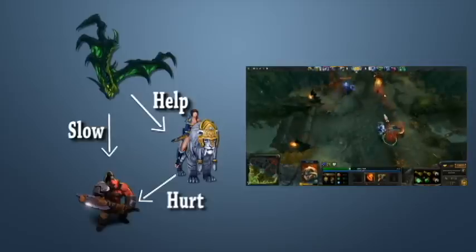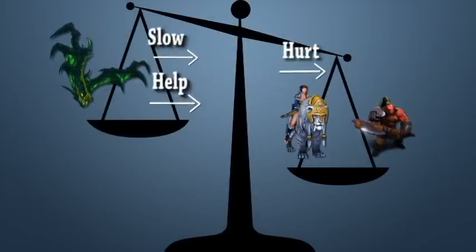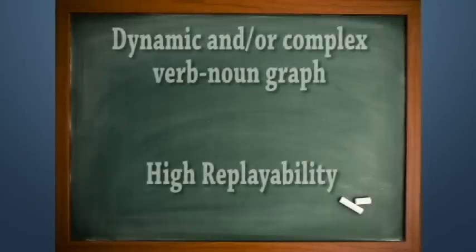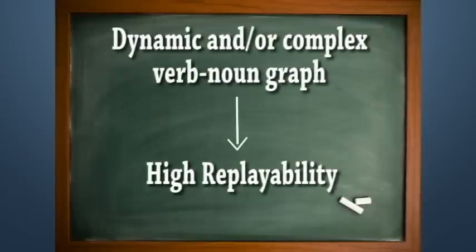However, since Dota 2 is a competitive multiplayer game, one needs to properly balance their verb-noun graph, which is something I'll cover in a future video. I'd argue that games with a dynamic and complex verb-noun graph possess high replayability, because they allow the player to play the game by finding new and intricate combinations of what they can do.